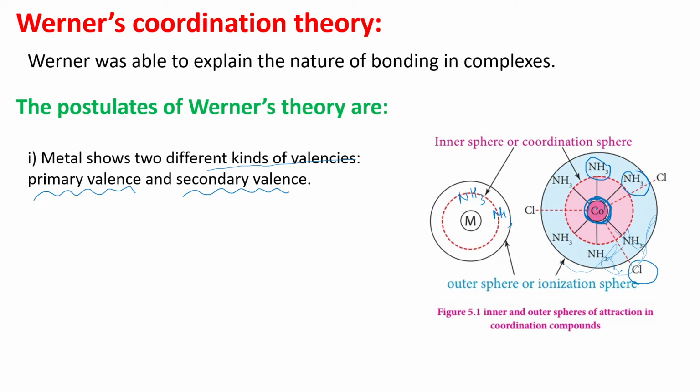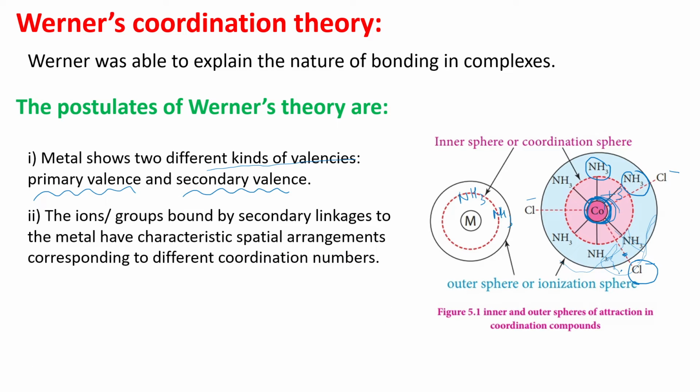These chloride ions are not directly linked to the cobalt ion, but they are just satisfying the charge over the cobalt ion. Cobalt ion has +3 charge, so each chloride ion with -1 charge, three such chloride ions are balancing the charge on cobalt. So the first theory was that metal shows two different kinds of valencies, a primary valency and the secondary valency.